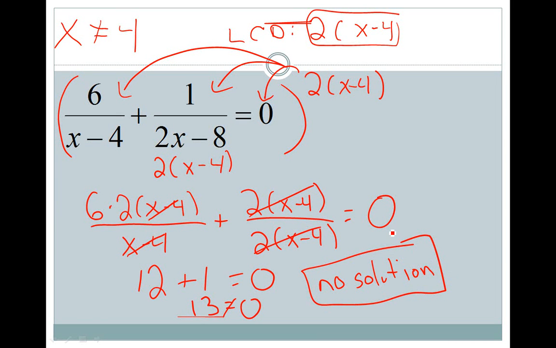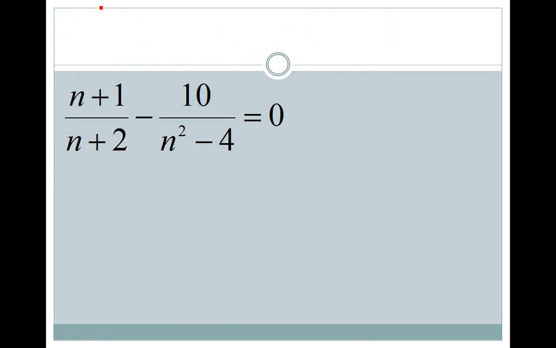And just as another note, had I actually gotten an answer and had that answer been 4, ding, ding, ding, up here, had it been 4, I would also have no solution because 4 would be restricted. Okay, so a similar setup where I need to factor first. Remember, guys, in these presentations, you can always pause if you need to think something through a little bit and then restart. So my LCD here would be n minus 2 times n plus 2.